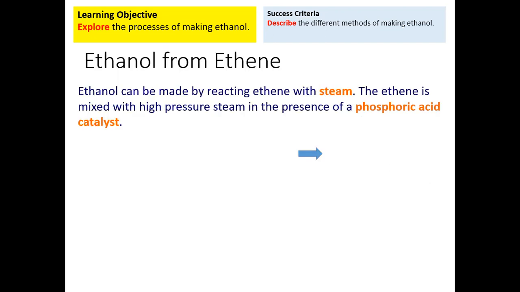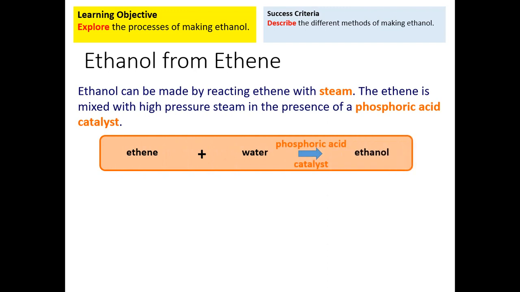So if we look at the other method then, which is ethanol from ethene. Now once you've got ethene, which is an alkene, and you react it with steam, which is just water, under high pressure in the presence of a catalyst, you can make ethanol as the only product. So we can see from the equation that ethene plus water, it has to be steam under high pressure in the presence of a phosphoric acid catalyst, you get ethanol. So there's only one product, there's nothing wasted.